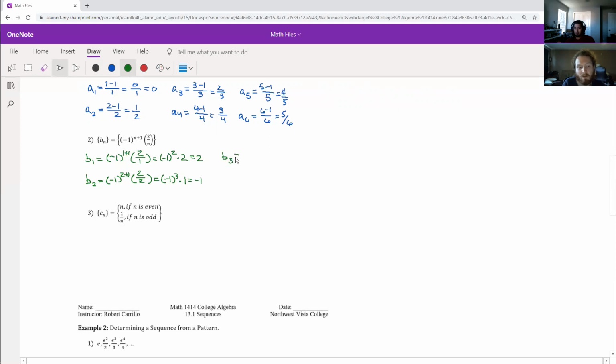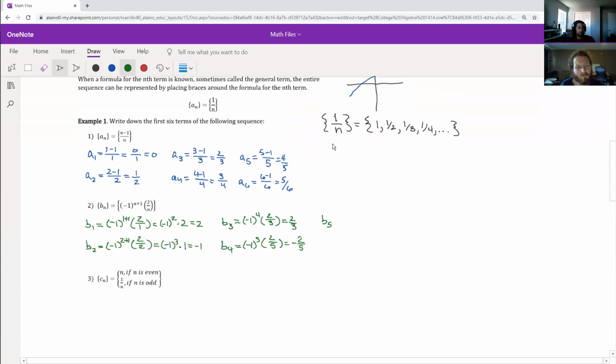B sub 3 will be negative 1 to the 1 plus 3 fourth power times 2 divided by 3. Raise anything to an even number, it's going to be positive every time. So this is going to be 2/3. B sub 4 will be negative 1 to the 1 plus 4 is 5 power. Raise anything to an odd power, it keeps the sign you started with, times 2 over 5. So this is equal to negative 2 fifths.